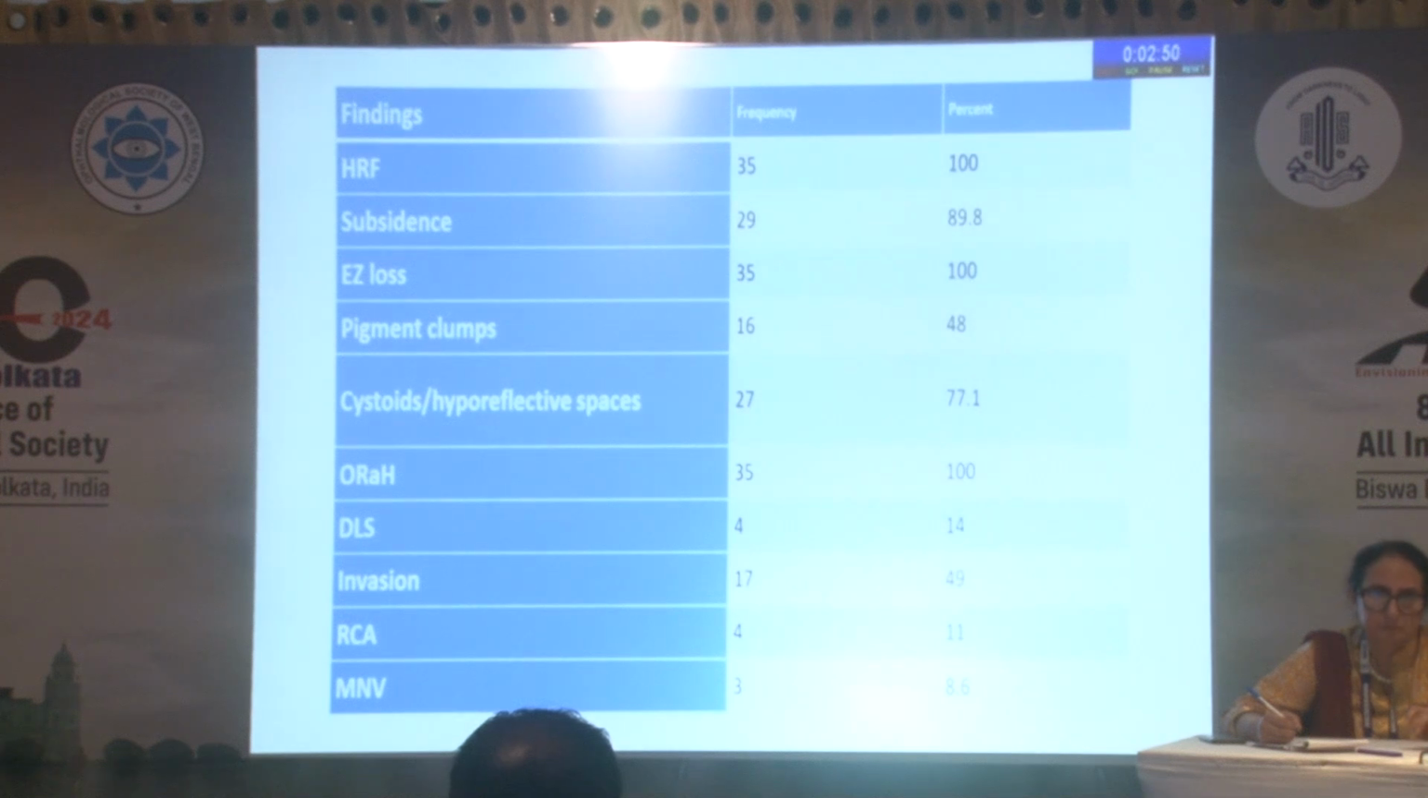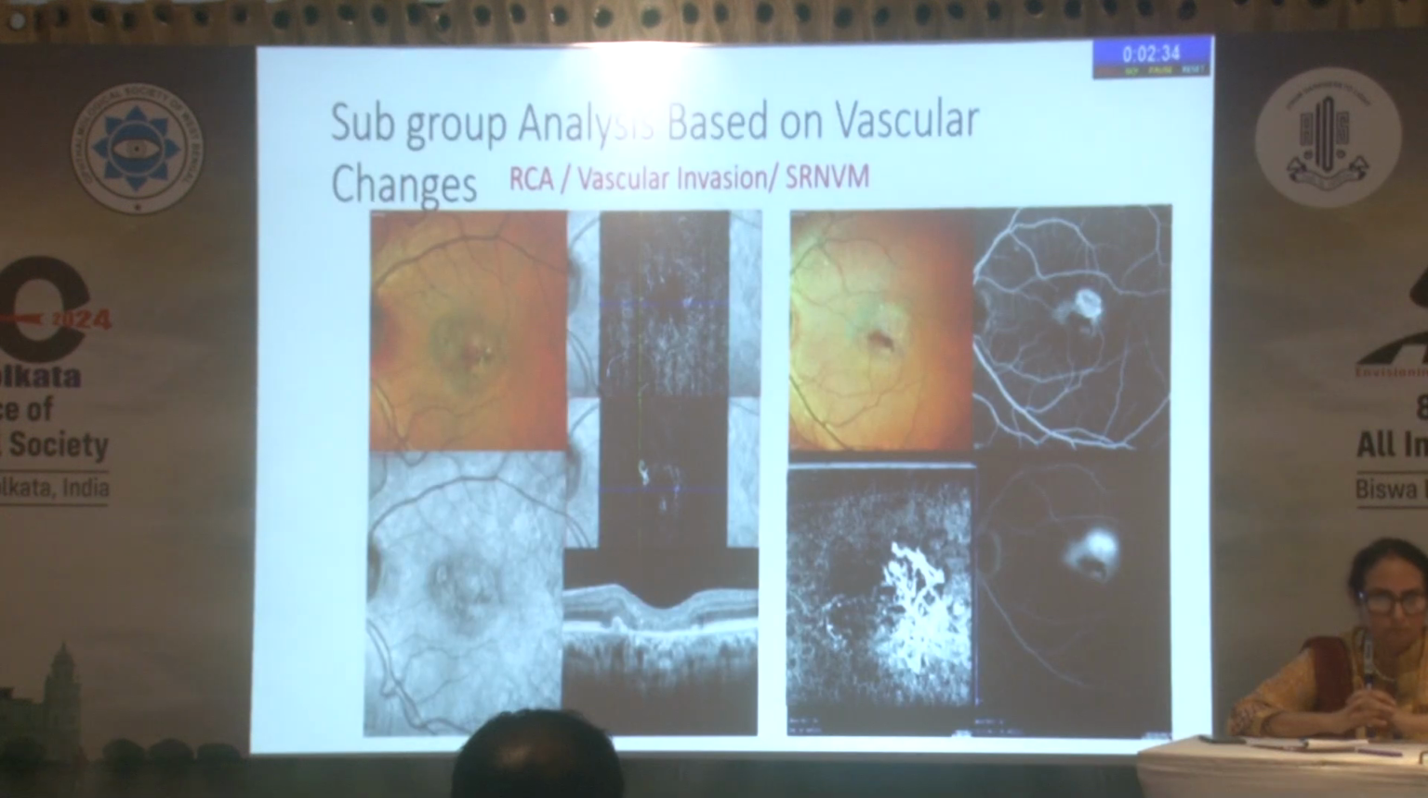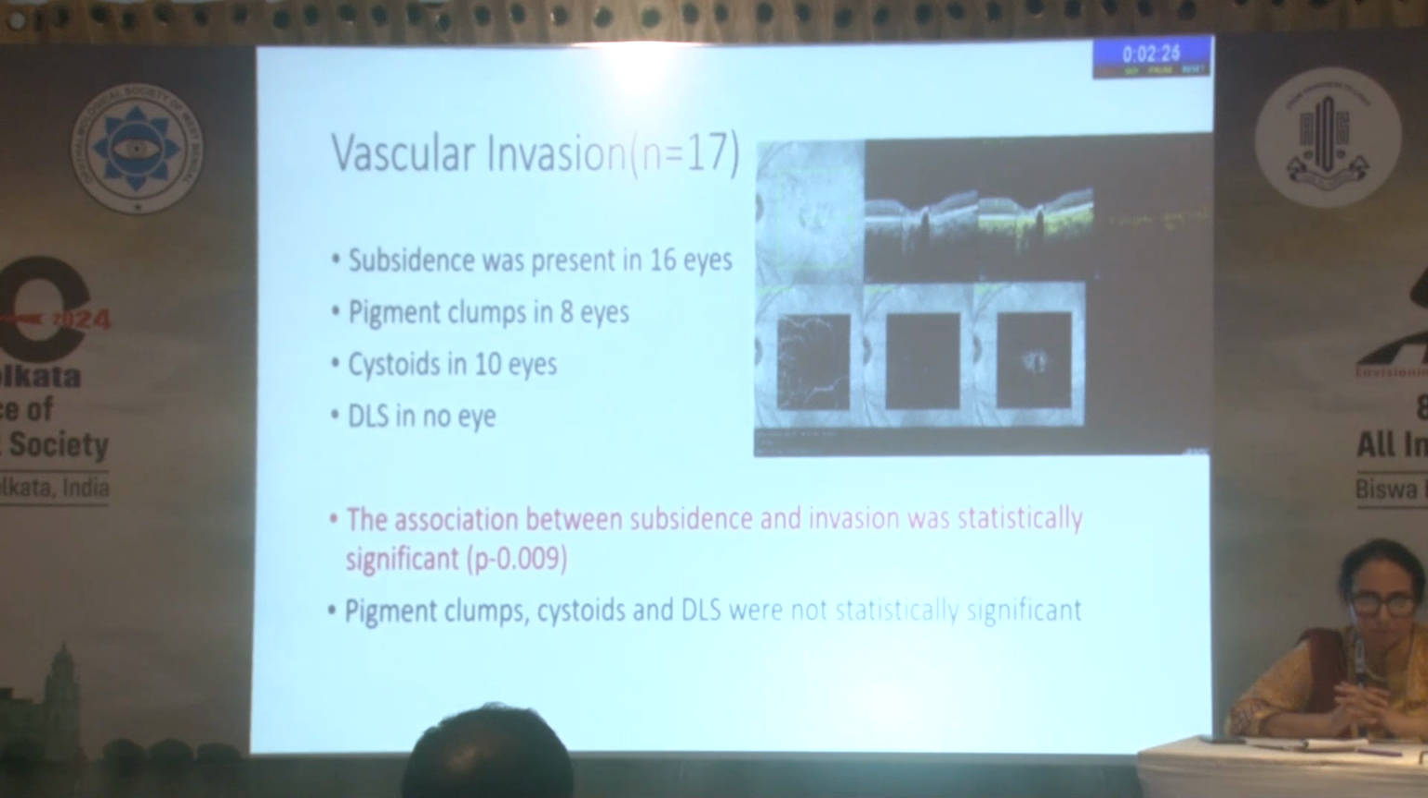So these were the findings. You can see that we studied the subsidence, the loss of the ellipsoid, the cystoids, and this is important. Whenever there was an increase in subsidence or EZ loss, indicating the atrophic element, you could find there was vascular invasion. The plexuses would actually go down. On the right-hand picture, you can see what a vascular invasion is. It is not a CNVM. On the left-hand picture, the OCT shows a CNVM. So the crux of the study: the vascular invasion was always associated with subsidence, the retina going down, and the vasculature appearing at a level where it is not supposed to be.